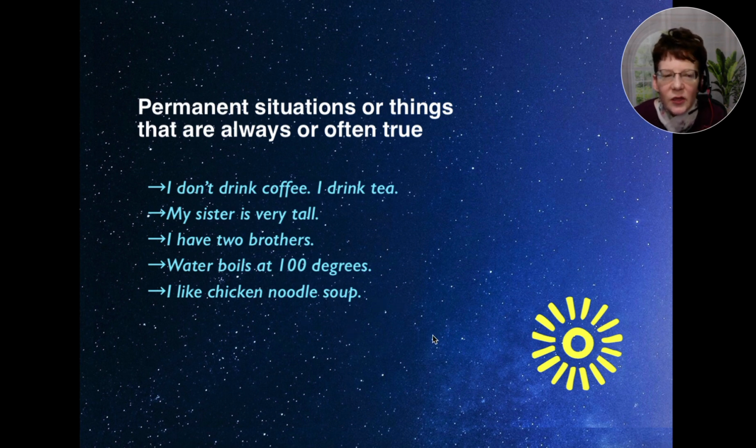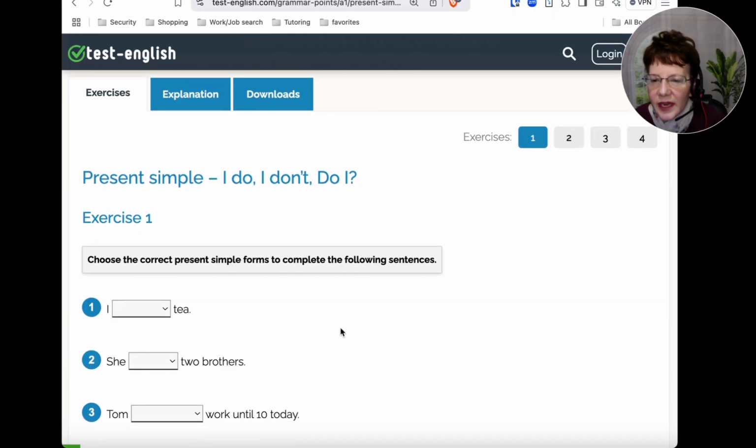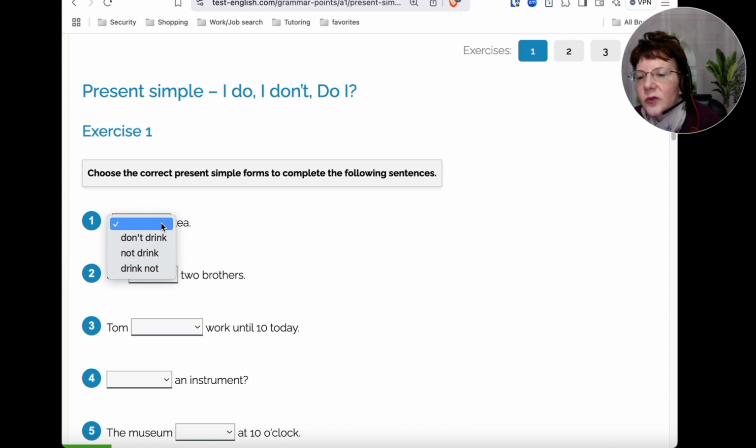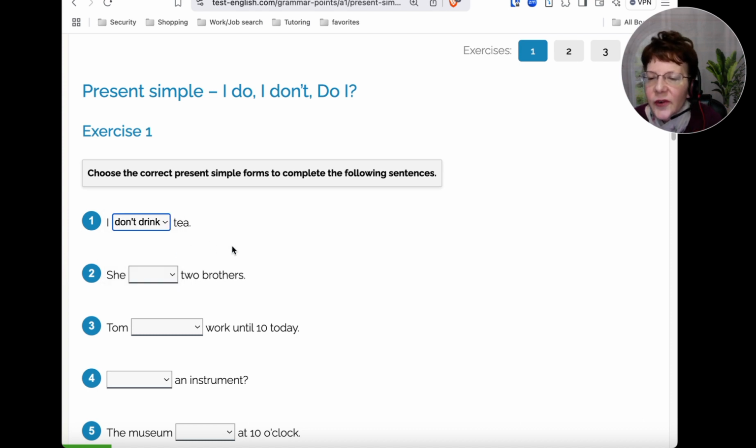All right, so we're going to move on to some sample exercises and check our knowledge. Okay, so we'll fill in these blanks for the drop-down menu here. So we have I, what, tea, don't drink, not drink, or drink not. So this would be negative. So if you chose the first one, don't drink, that would be correct.